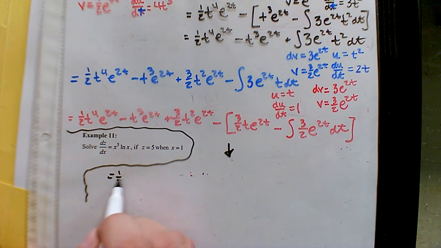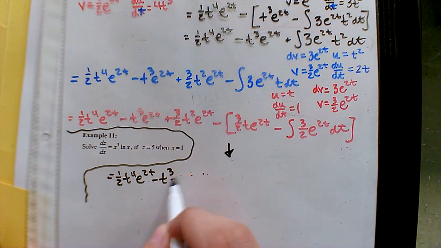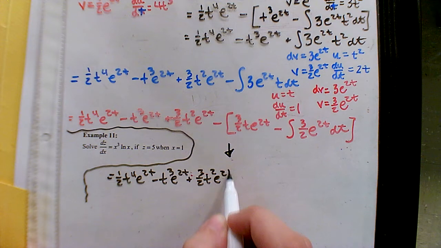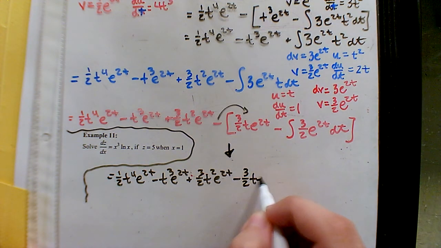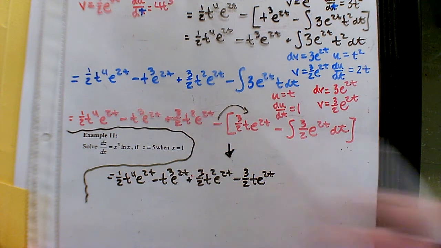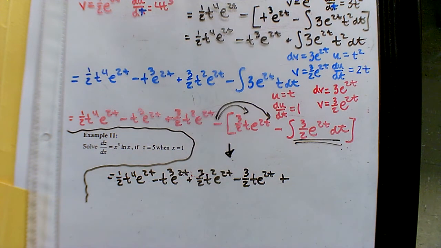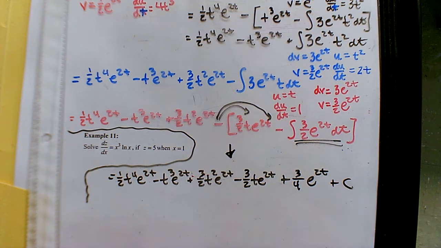So we have 1/2 t to the 4th e to the 2t minus t cubed e to the 2t plus 3/2 t squared e to the 2t. Distribute the negative, or subtraction, minus 3/2 t e to the 2t. Distribute the negative, plus whatever this new integral would give us. Can we work backwards from just that exponential? Finally, we would have 3/4 e to the 2t plus c.